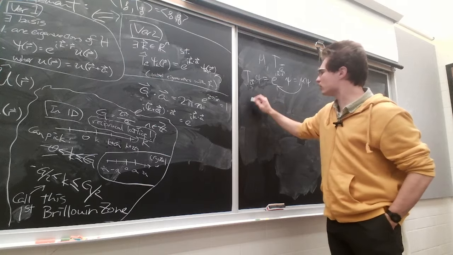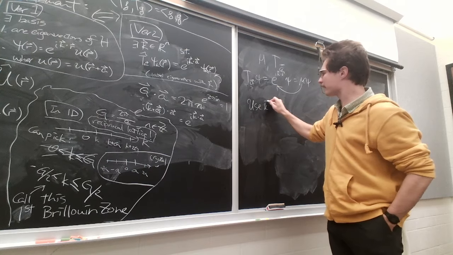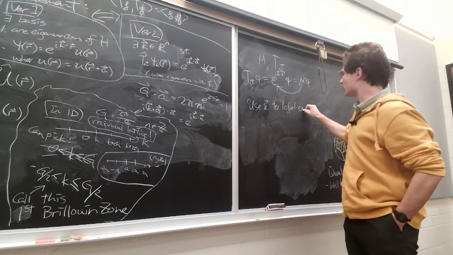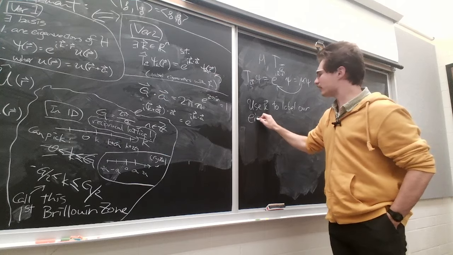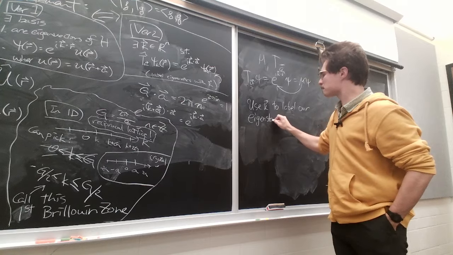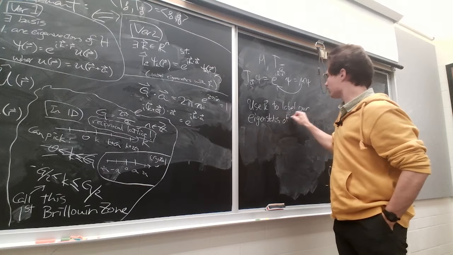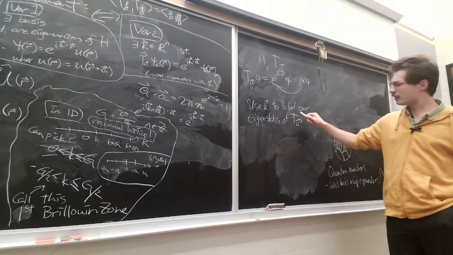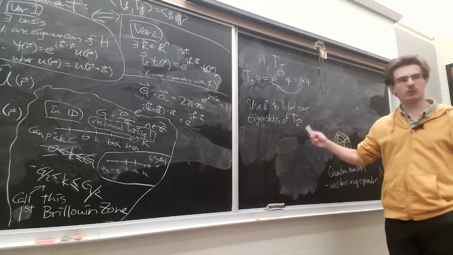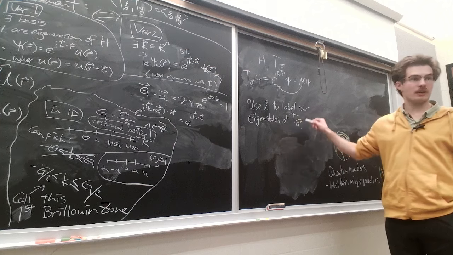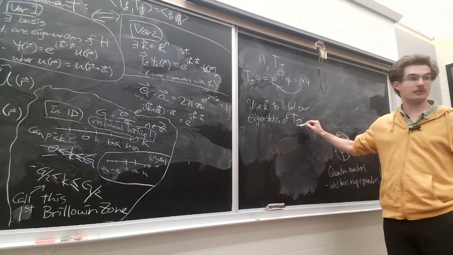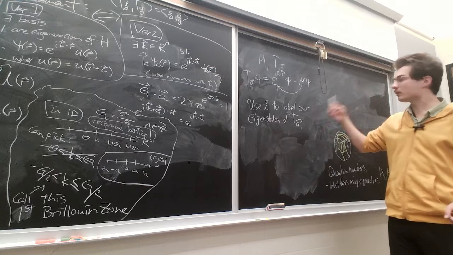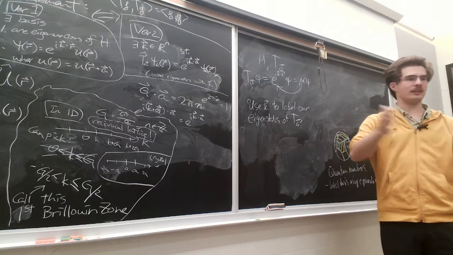So you use this k to label our eigenstates of T_a. Okay? And note that this T_a is not one operator. This is many, many operators for different a's that I can have, right? This a can be any linear combination of a1, a2, a3. So, in fact, here we simultaneously diagonalize infinitely many operators.